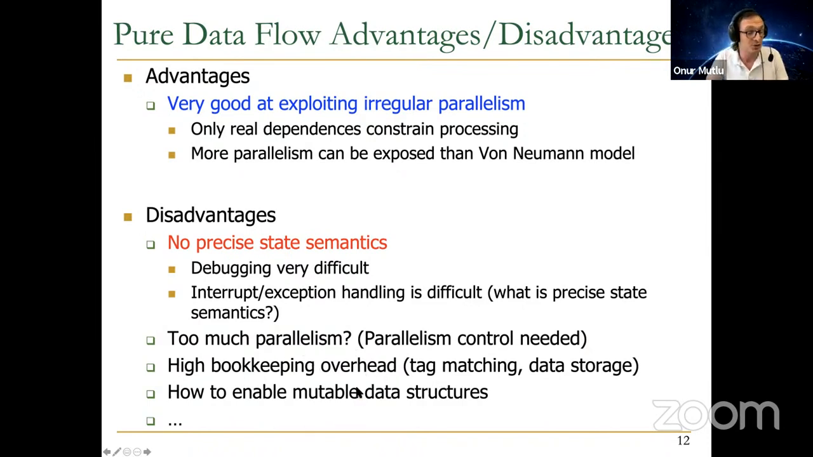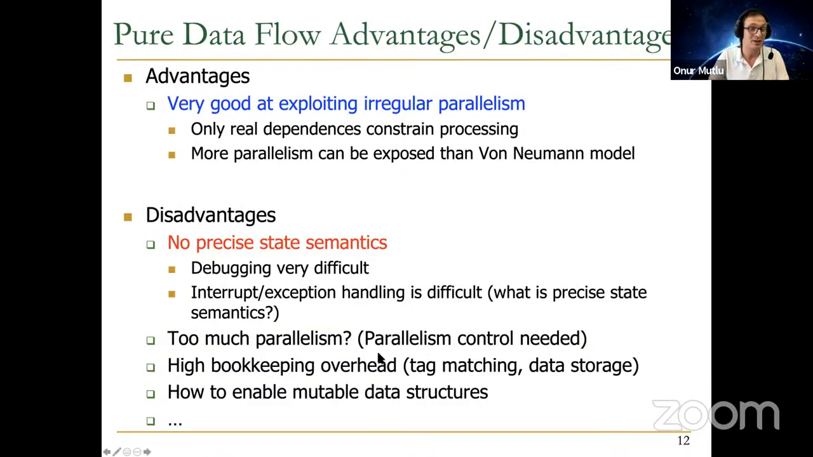There are also other issues, like how to enable mutable data structures that change a lot, databases, large data structures that you keep writing to. These actually become problems in data flow, because data flow, in its purest sense, doesn't have the idea of data structures either. So people have tried to incorporate those ideas of data structures, but I'm not going to go into that. And there are a lot of other issues in the literature. So if you actually do data flow at the ISA level, you have to handle all of these different issues as we see over here, and they're not easy.